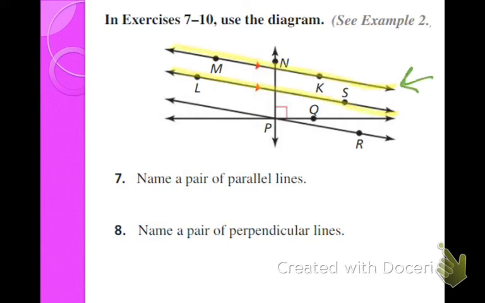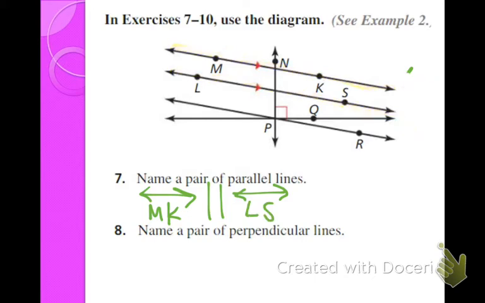So let's name the first line. Use a line with arrows and then 2 points. So what is it? MK. I want to say that MK is parallel to. So what symbol is that? The two straight lines. And then it's going to be parallel to the second line, which is LS.